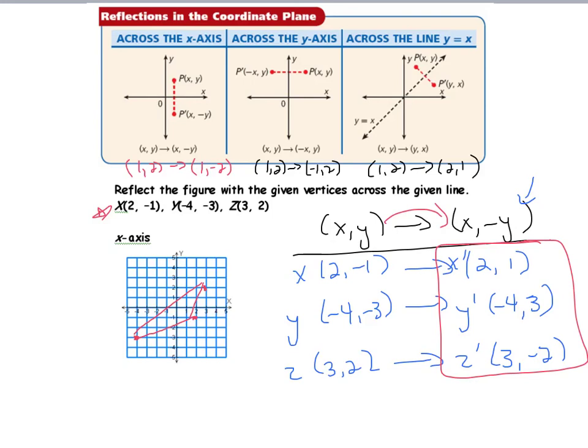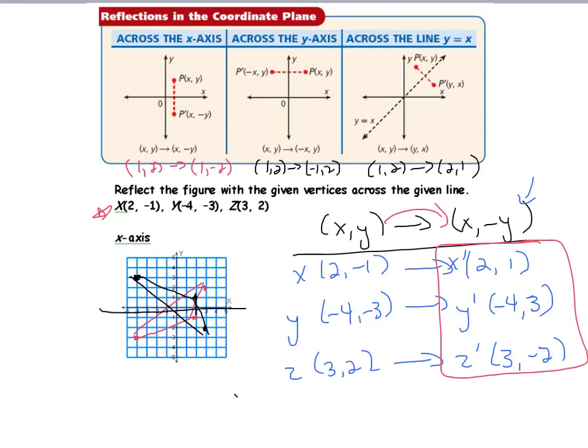X' is at (2, 1). Notice it just reflected right across. Y' is at (-4, 3). And then Z' is at (3, -2). And if I connect these dots, boop, sorry, this shows your reflection across the x-axis.